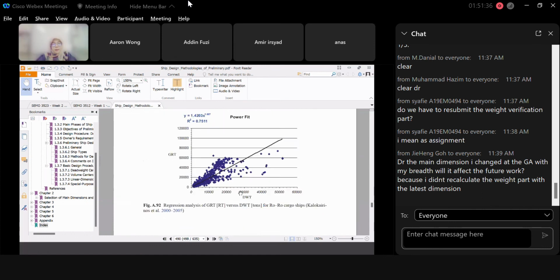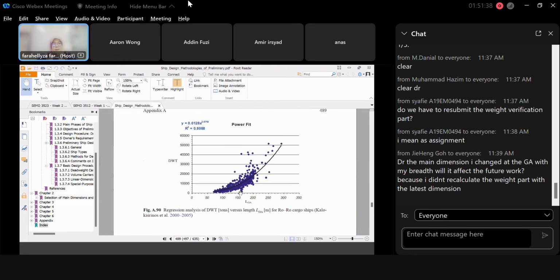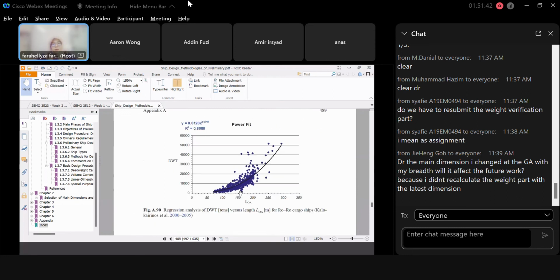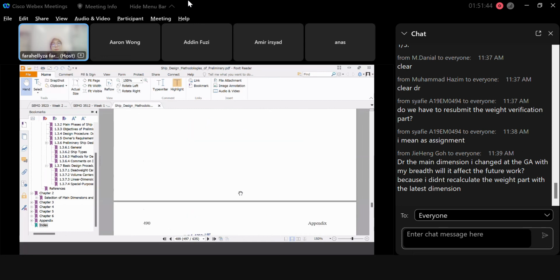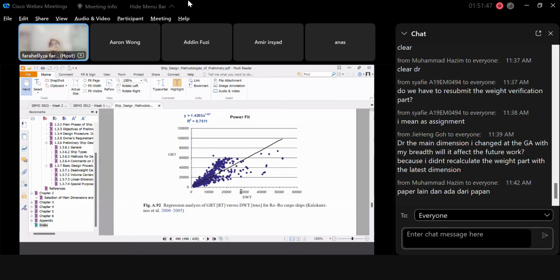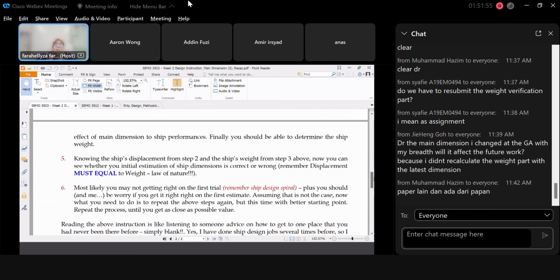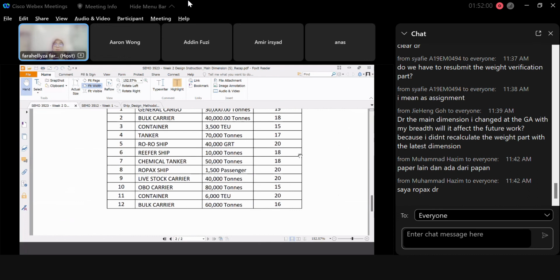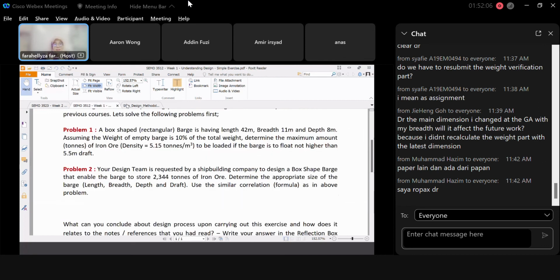I think last time, where did Hazim get it? Refer to another paper. Okay, this one, yes. Another paper, and some from the Papan book. Okay, so for example, let's say Hazim's group is on Roro. So they are working on, let's say Ropax, sorry. That one is Ropax, right? This one is Roro, I think.